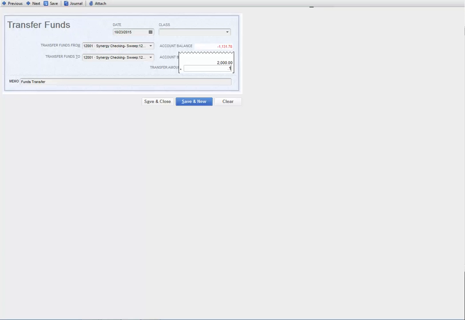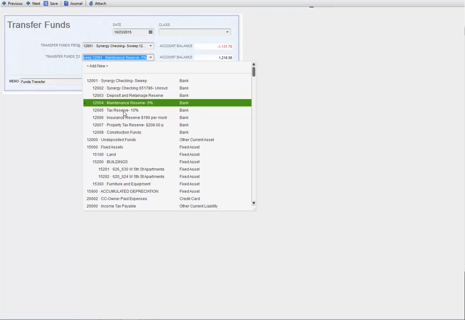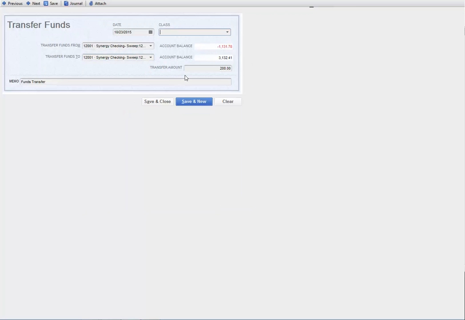0.1, which is 10%, for a transfer of $200. Hit save and new, move on to my next transfer. My next transfer would be to set up a tax reserve. If I've received a total of $5,000 in income for the month, 5,000 times whatever reserve percentage, which in my case is going to be 10, $500, save and close.